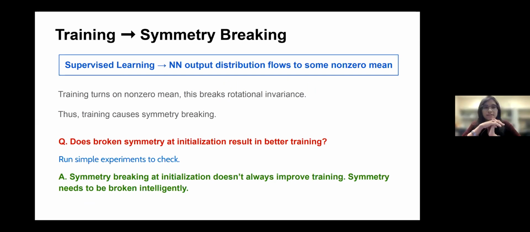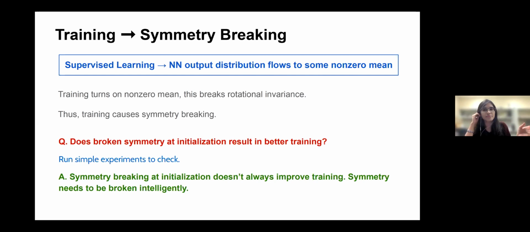Look at supervised learning. What does it do? It starts with some initialized neural network distributions with zero mean, but you end up somewhere with a non-zero mean. So essentially you're flowing somewhere, breaking symmetries. In this case, you will break rotational invariance if you start with an initialized neural network with zero means. So in a way, training is breaking the symmetry. It is a causation relation.